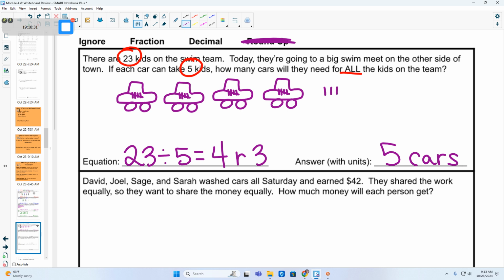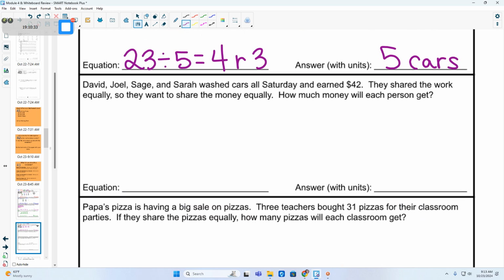All right, next one. David, Joel, Sage, and Sarah washed cars all Saturday and earned $42. They shared the work equally, so they want to share the money equally. Money, we're definitely going to do the decimal on this one because money is shown as a decimal. So we've got $42, right? With division, always start with that bigger number. Divided between 4 kids, okay?